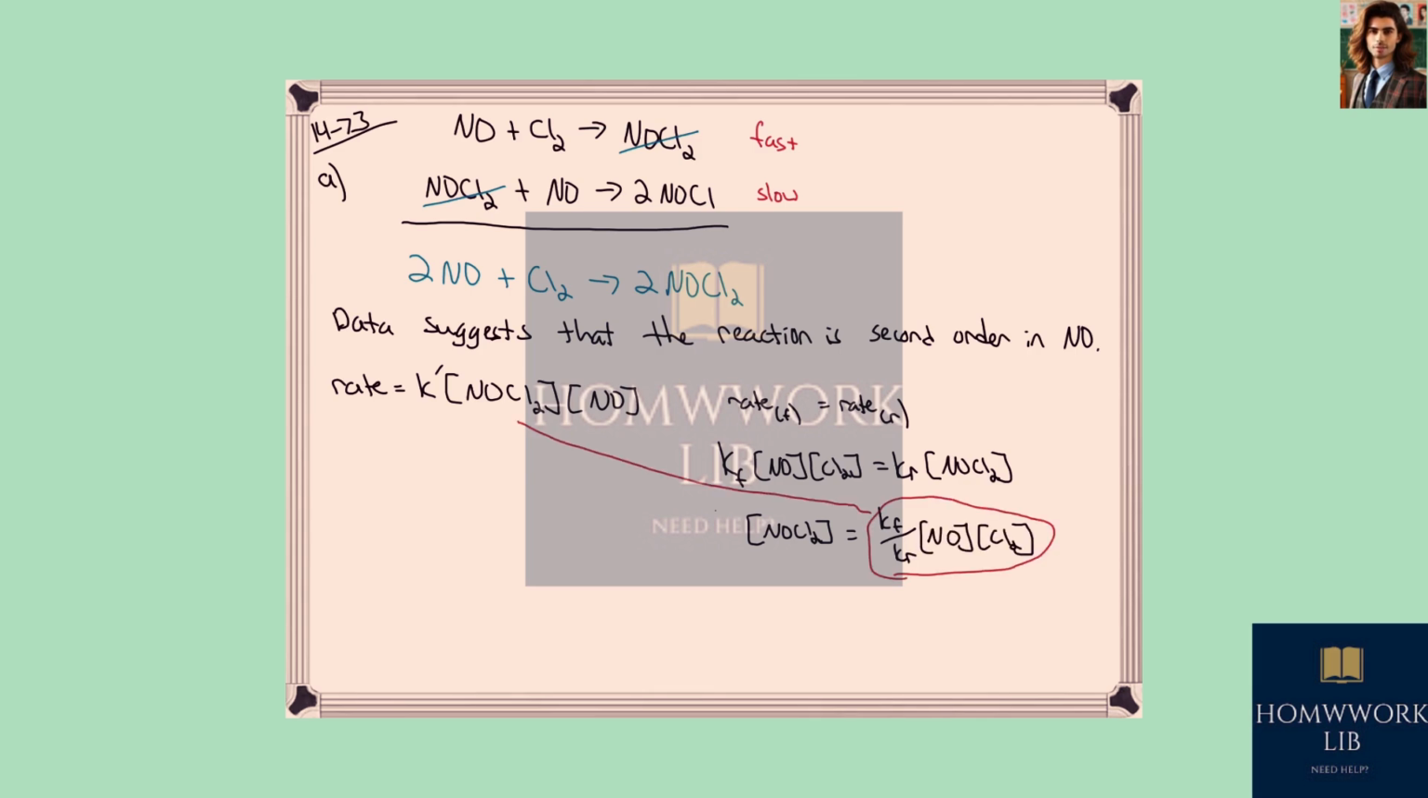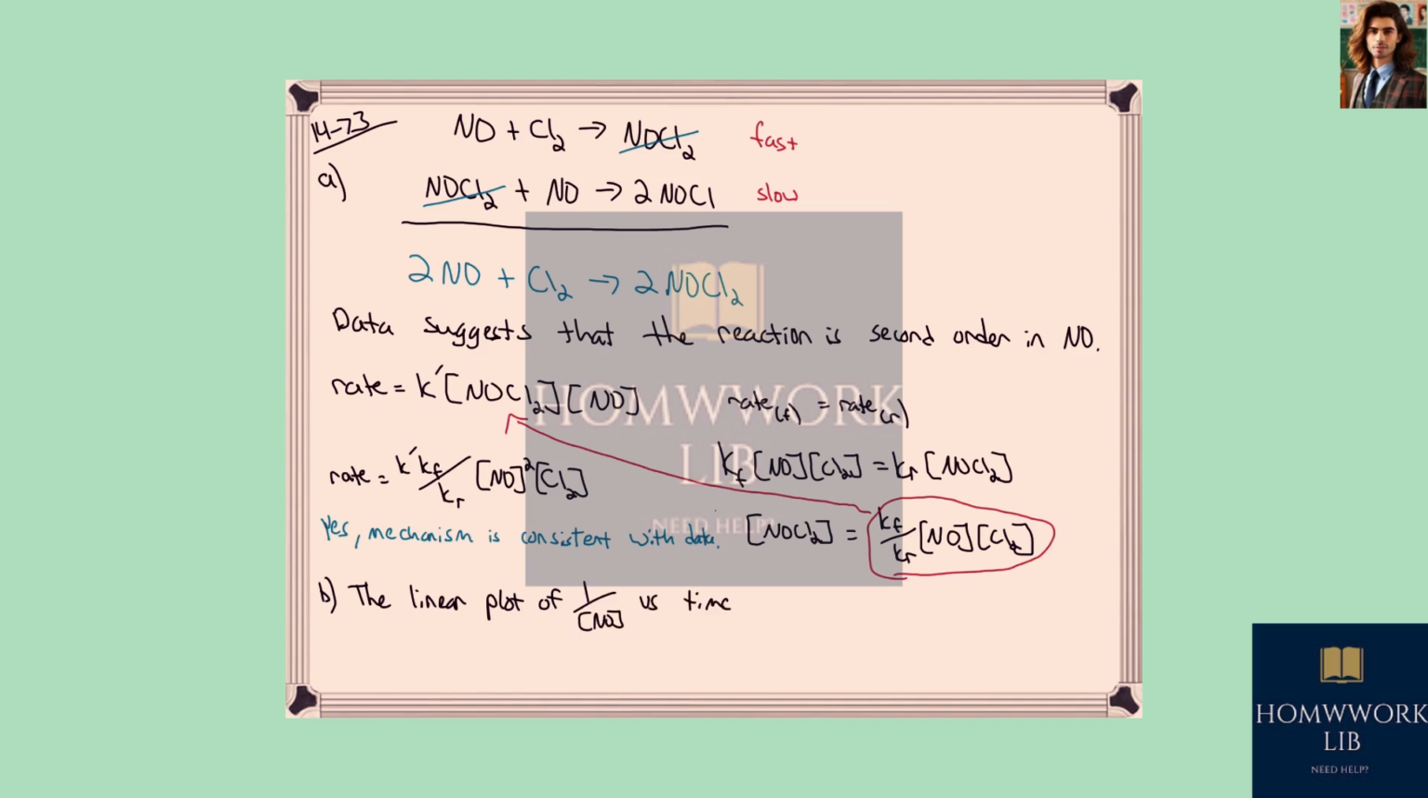When we do that, then NOCl2 can be plugged into the rate law for the slow step, and we can get rid of that intermediate. When we do that, we do see that we have a rate law that is second order in NO. So, based upon the mechanism, it appears that it is a plausible mechanism with the data provided.